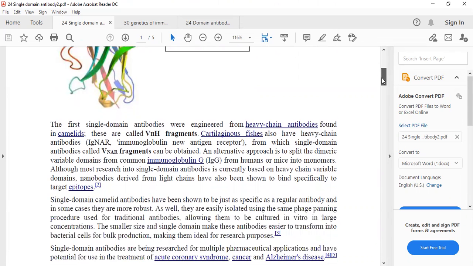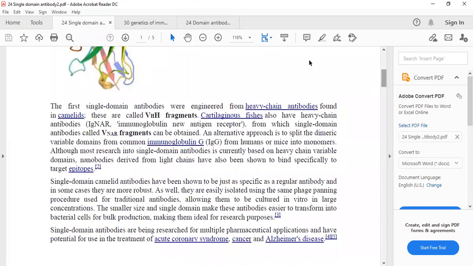What happens for the single domain antibody? Single domain antibodies were first engineered from heavy chain antibodies from the camelids, and the fragments isolated from these heavy chain antibodies are known as the VHH fragments. On the basis of the origin of the organism, they can be named differently.